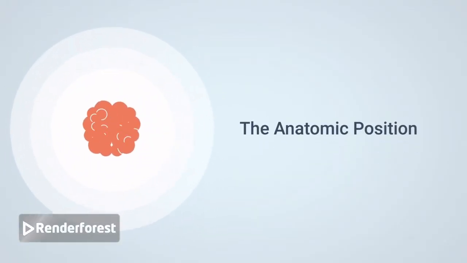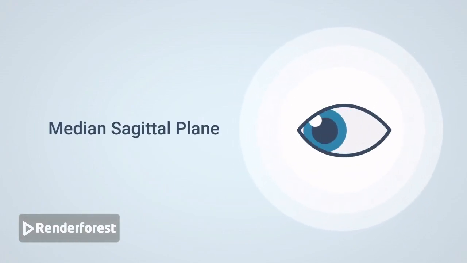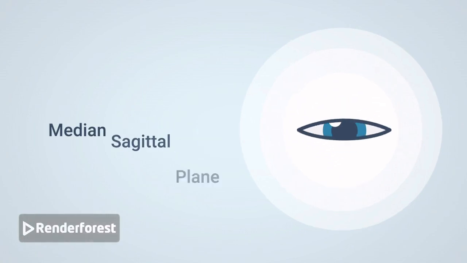Descriptions of the human body assume the person is standing upright with arms at the sides and face forward, a position known as the anatomic position. The median sagittal plane divides the body into equal right and left halves. Structures closer to this plane are medial, while those farther are lateral.